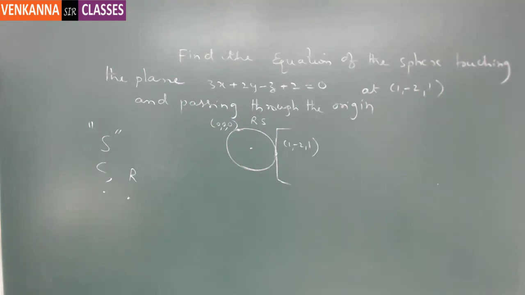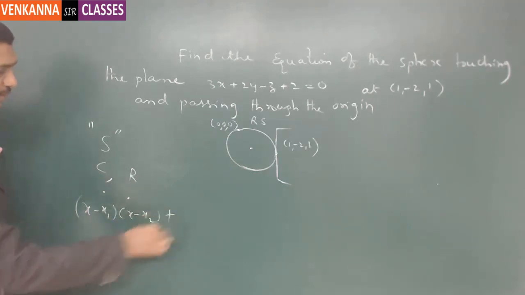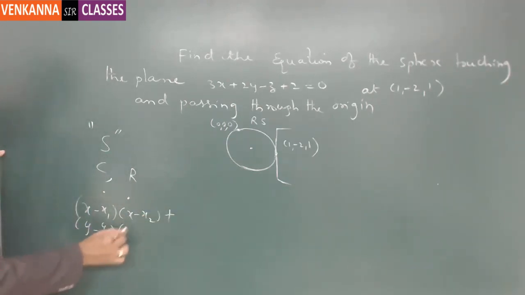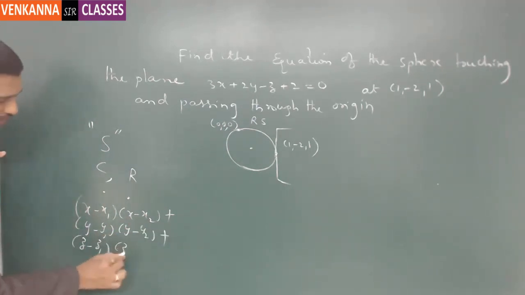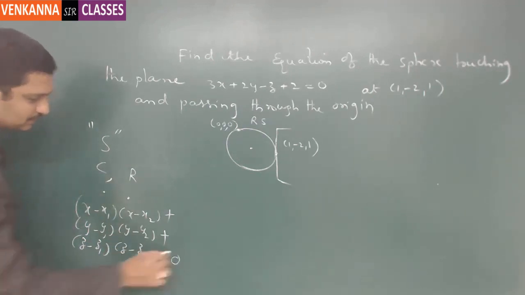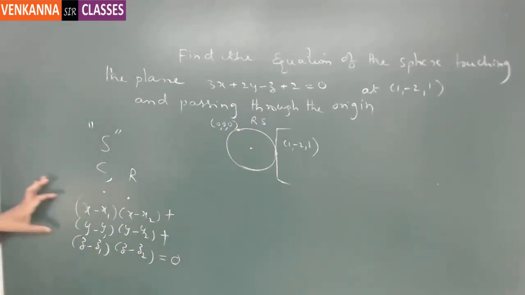If it is possible that the 2 points are nothing but diameter endpoints, then you are able to write the equation of the sphere. I have given a formula to you already, which is nothing but (x minus x1) into (x minus x2) plus (y minus y1) into (y minus y2) plus (z minus z1) into (z minus z2) equal to 0. So could you recollect this formula? So using this technique, I want to solve this problem.